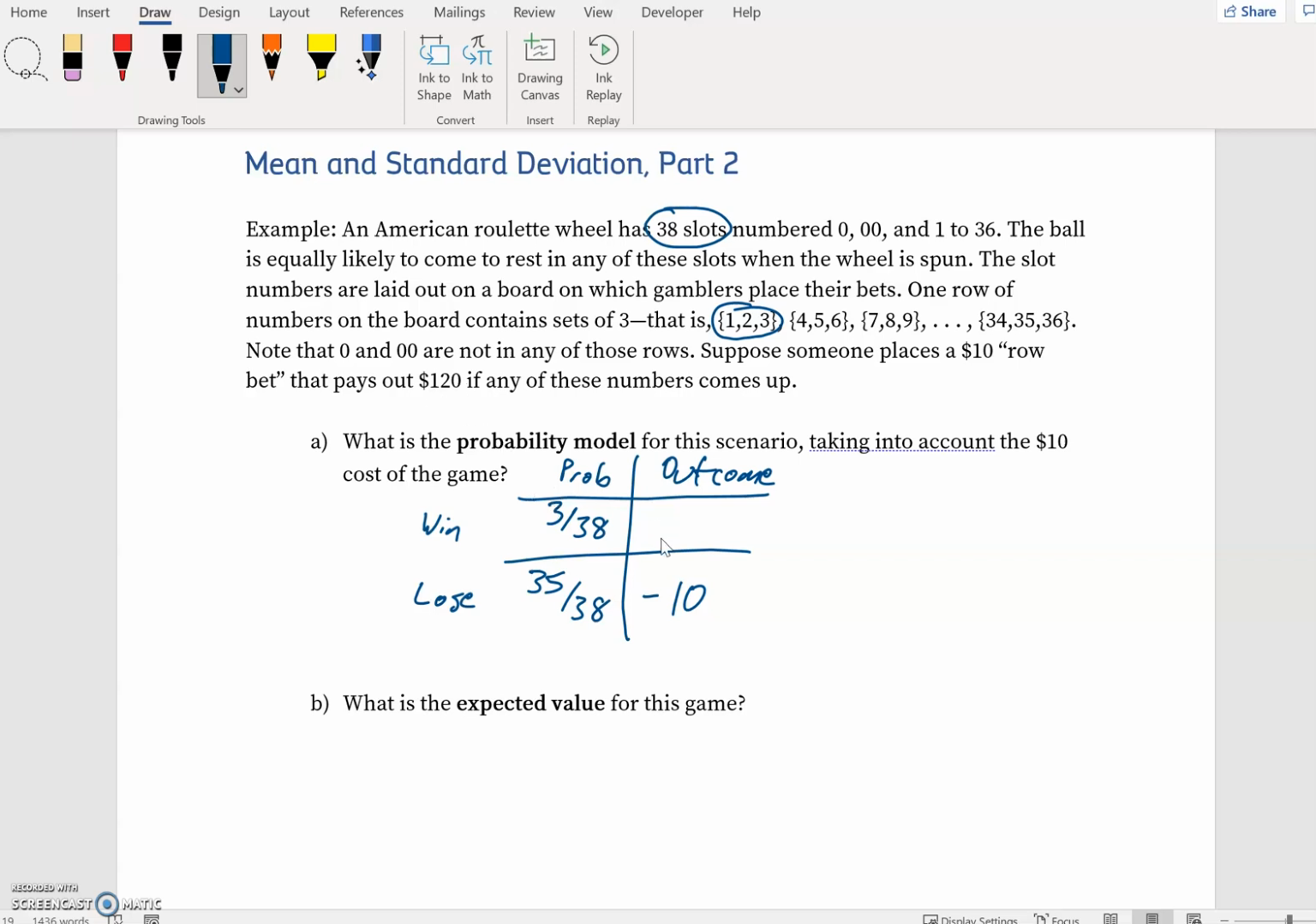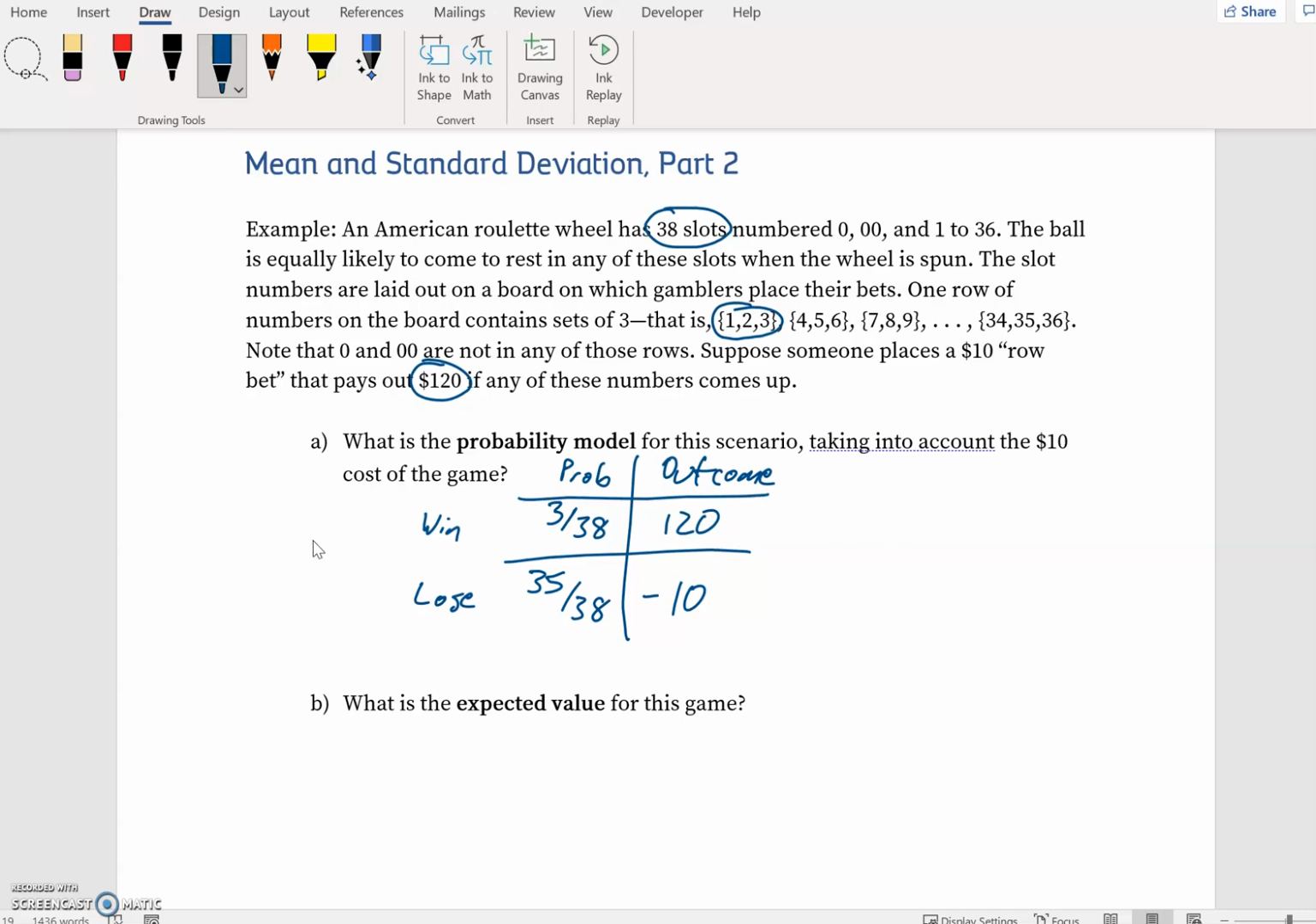If we win, then we should get $120. I should mention that when you play your $10 and you win, you just get that $10 back, so you're not netting anything extra. So this 120 is, okay, we're going to pay you 120 on top of just your bet that you're getting back. So your outcome is plus 120. You're netting 120. So that's our probability model.